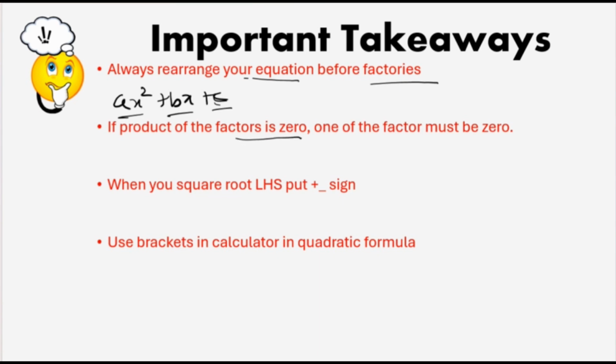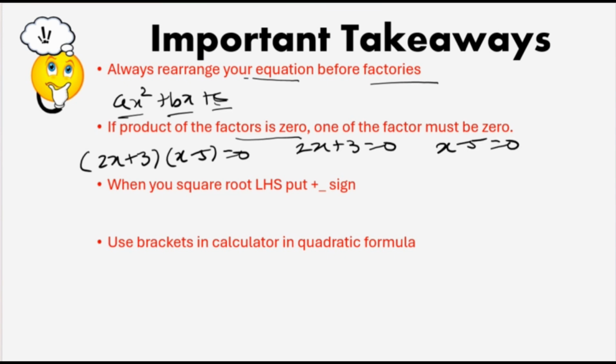If the product of factors is 0, then one of the factors must be 0. So when you are solving an equation, suppose you have 2x plus 3 times x minus 5 equal to 0. That means 2x plus 3 equals 0 and x minus 5 equals 0. And then you have to make x the subject. So x is equal to minus 3 over 2 and x is equal to 5. This way you can figure out the 2 roots, or 2 values, of x.